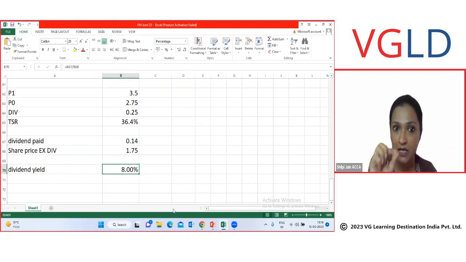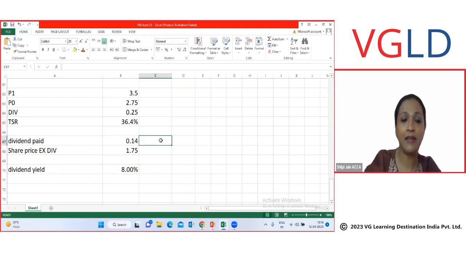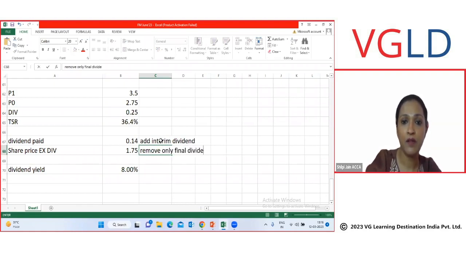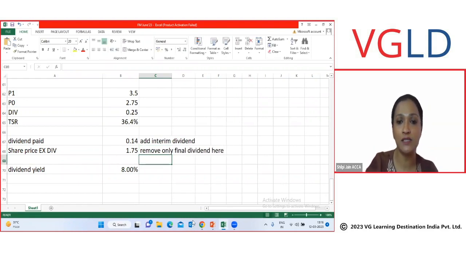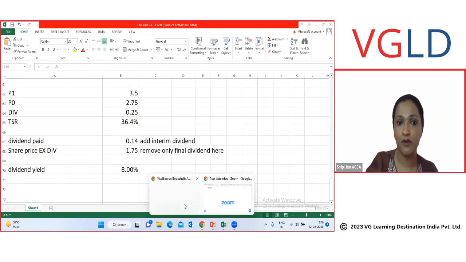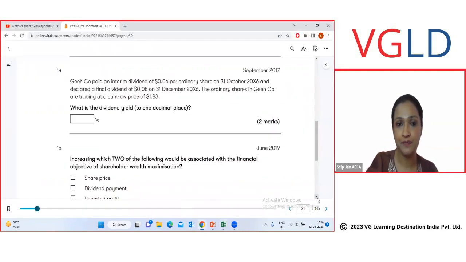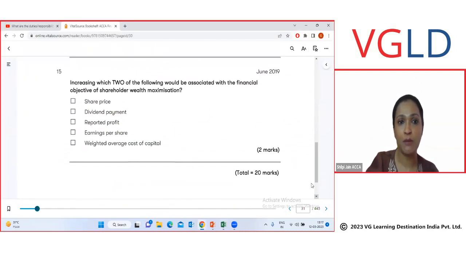But the tricky part here was to make sure that you add the interim dividend here and remove only the final dividend here. Right? So please don't get confused in this. It's wonderful that you've all got that right. Question number 15, very, very quickly, please.